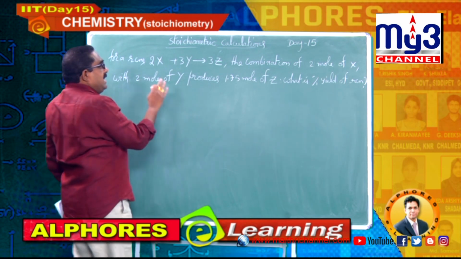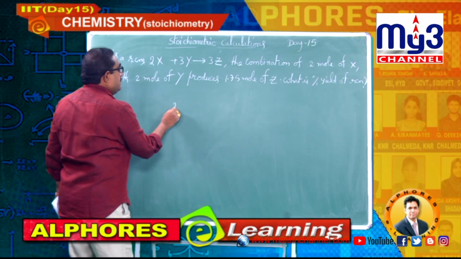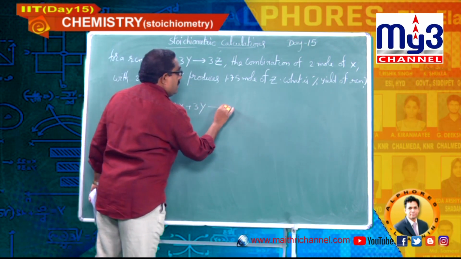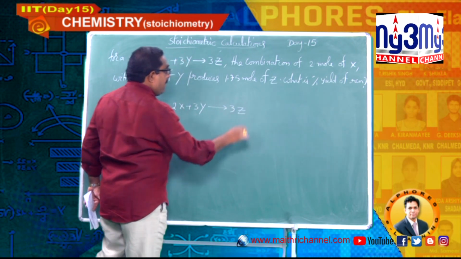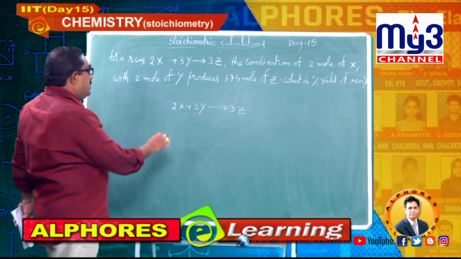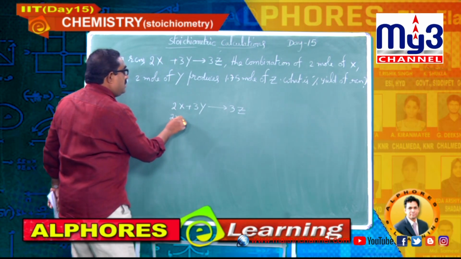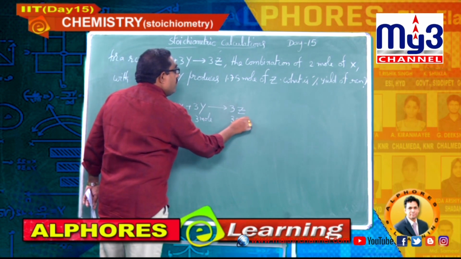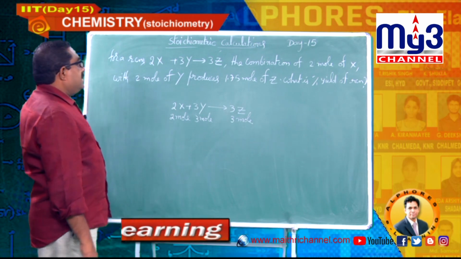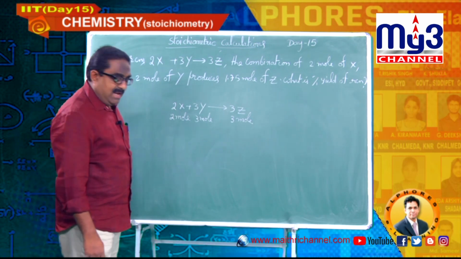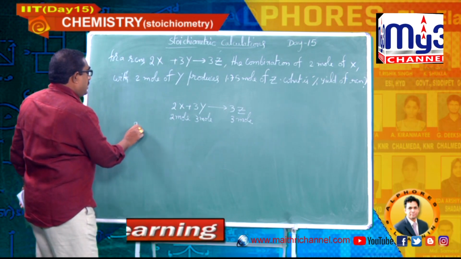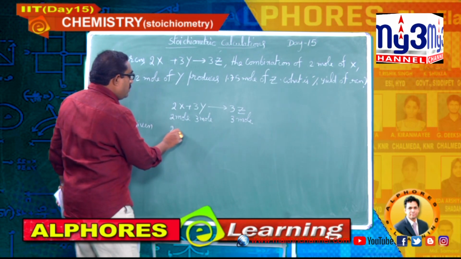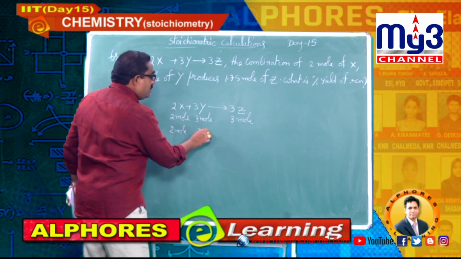Okay, let me write the balanced chemical equation first of all. I am writing here 2X plus 3Y gives rise to 3Z. Now let me write the moles of equation. 2 moles combines with 3 moles and forms 3 moles of Z. This we can write as per the balanced chemical equation. Now let me write given moles. Given moles for X are 2 moles and for Y also 2 moles.